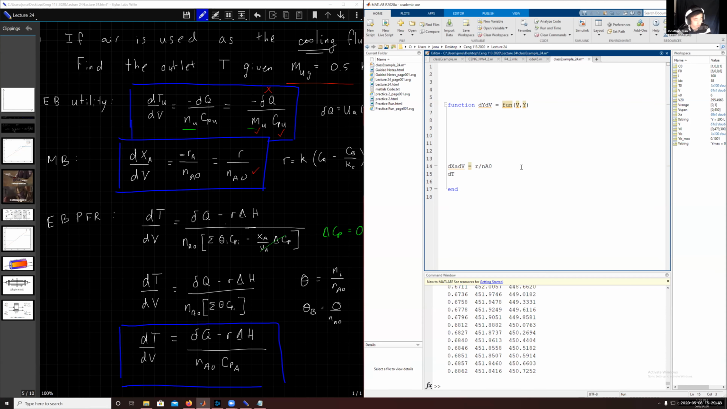Our energy balance for the PFR is going to be dT/dV equals dQ minus r times dH, put these in parentheses, divided by Na naught times CPA. Yep, that should be good. And then our last expression over here, dTu/dV is equal to negative dQ divided by mu times CPU.